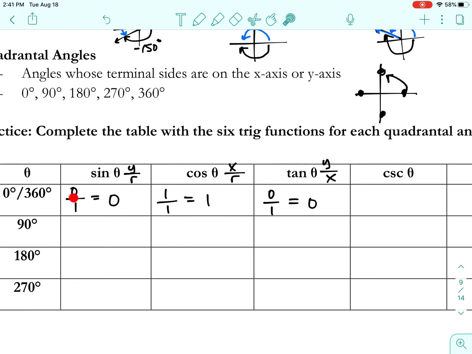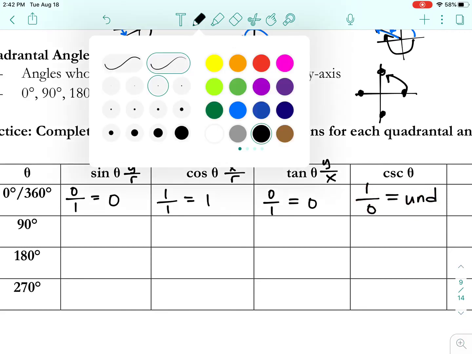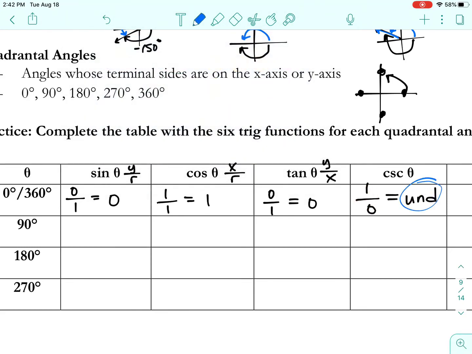If the 0 is on top, you can actually do this in your calculator. What's 0 divided by anything? Your calculator will give you 0. What if in your calculator you do 1 over 0? It's going to give you an error. That means undefined. Do not leave your answer like this. Actually say undefined. This is the correct answer, and this is the way that you're supposed to write it.